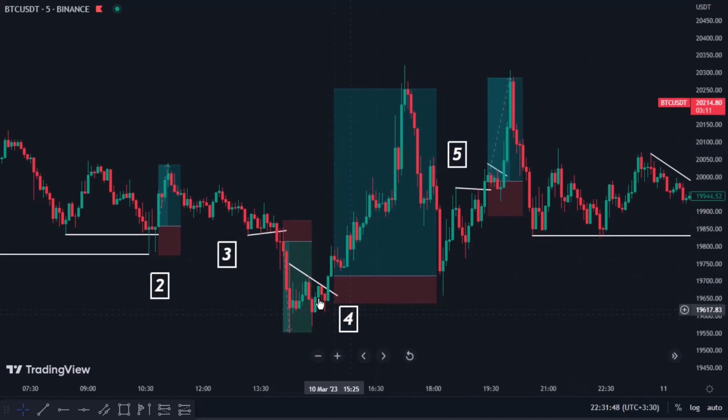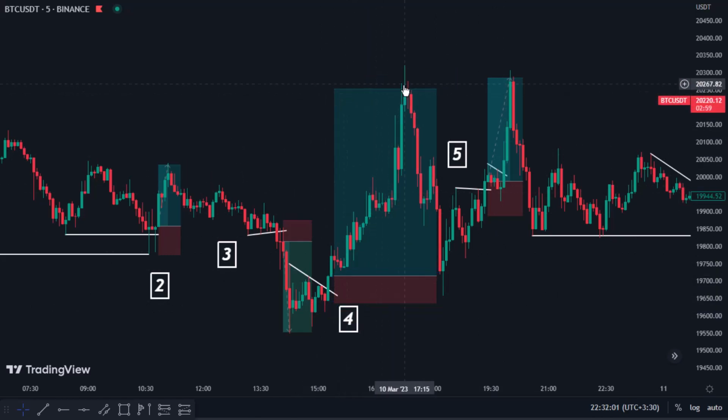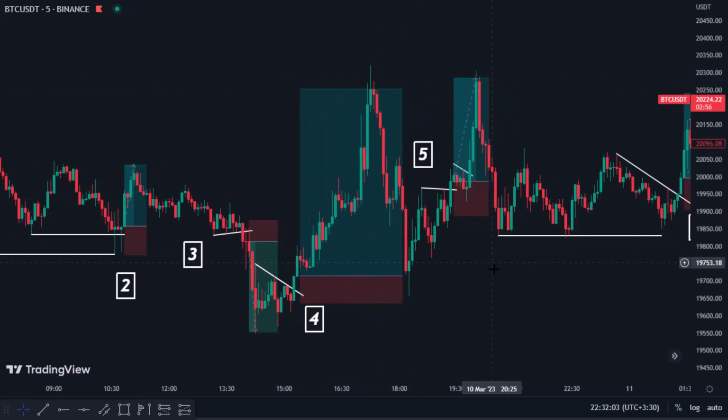On trade 4 we do have this trend line with 3 touches. On the fourth time it was broken here, we could enter a buy position, put our stop loss below the candle, and it gave us something around 6.8 or something around 7 on those shadows there.